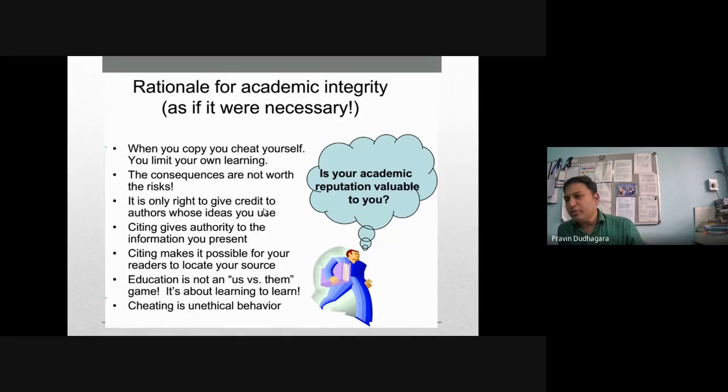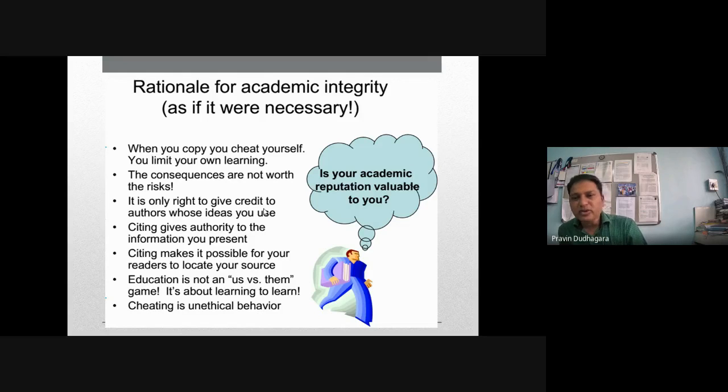Is your academic reputation valuable to you or not? Definitely, being a part of the students, the teachers, or the entire institute, the reputation is based on nothing but the work of the student and the work of the teacher. So when you copy, you cheat yourself and you limit your own learning. The consequences are not worth the risk.